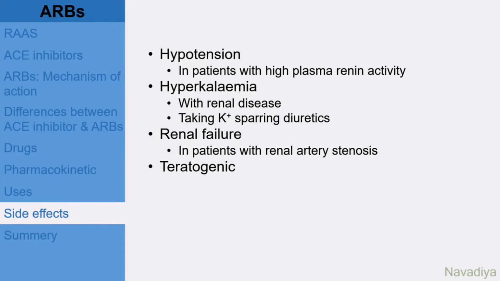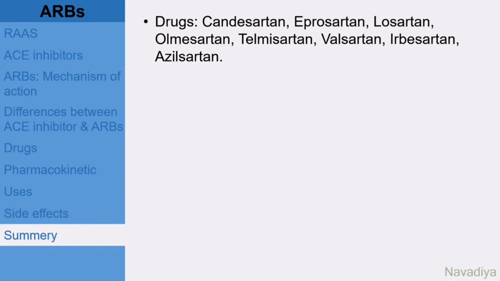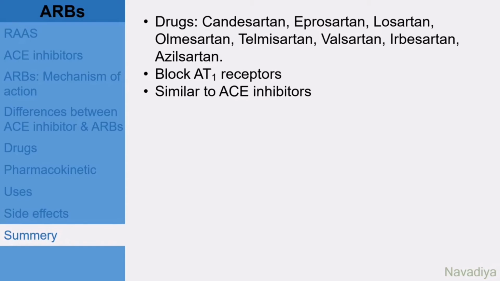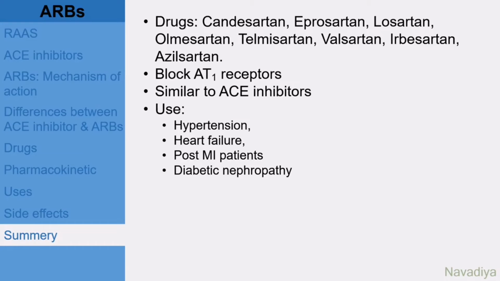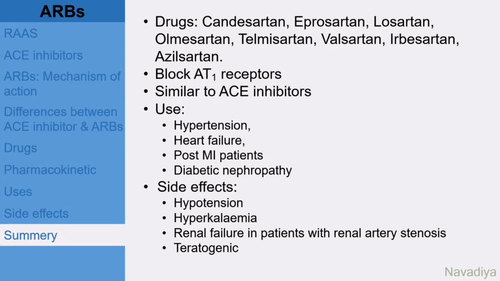Time for summary. ARBs include candesartan, eprosartan, losartan, olmesartan, telmisartan, valsartan, irbesartan, and azilsartan. They block AT1 receptors. Their therapeutic profile is similar to ACE inhibitors. They are used in hypertension, heart failure, post-MI patients, and in diabetic nephropathy. Side effects are hypotension, hyperkalemia, and renal failure in patients with renal artery stenosis.